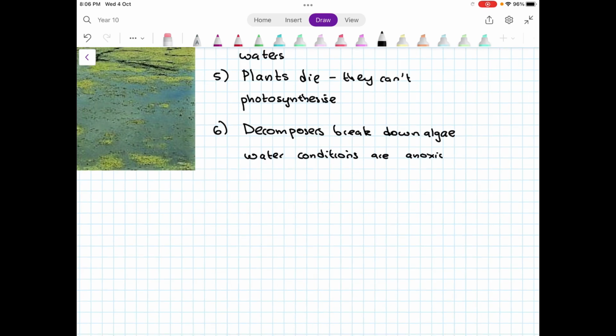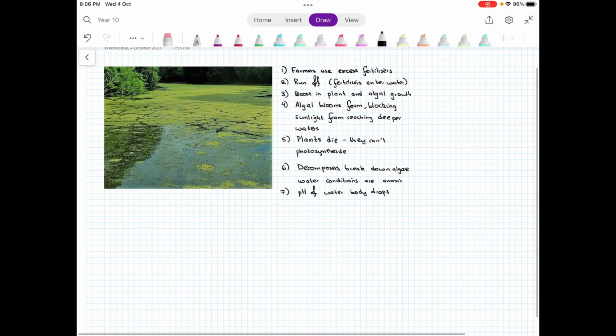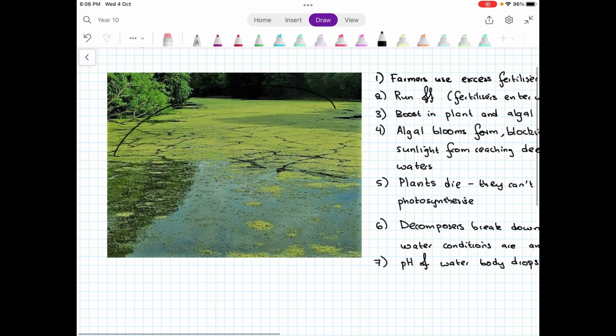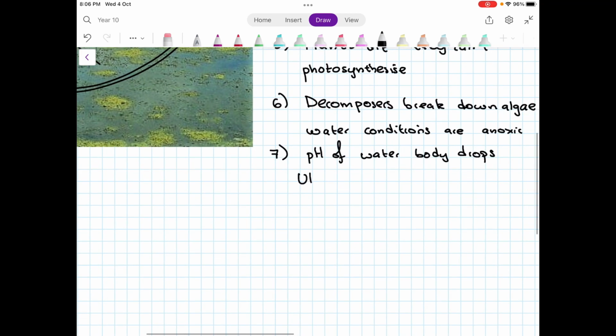Now, decomposition is also a process which releases a lot of acidic waste products, so it causes the pH of the body of water to drop. And as a result of these 7 steps, this body of water can no longer sustain life. So ultimately, that's the consequence of eutrophication.